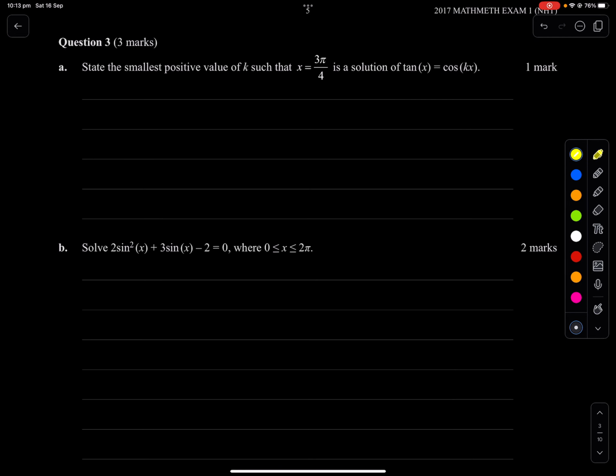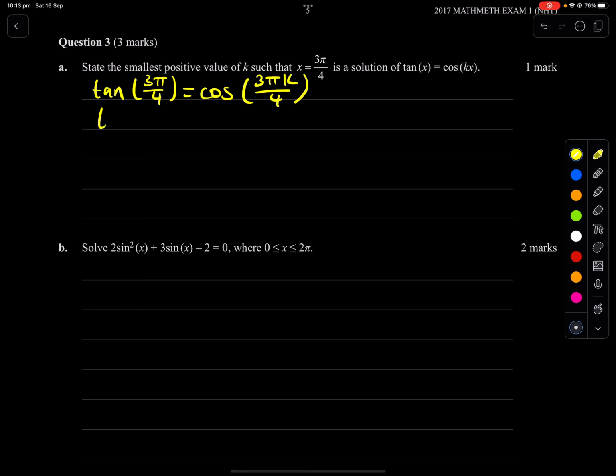State the smallest positive value of k such that this is a solution to this. So if we sub that in, it's tan 3 pi over 4 equals cos 3 pi k over 4.